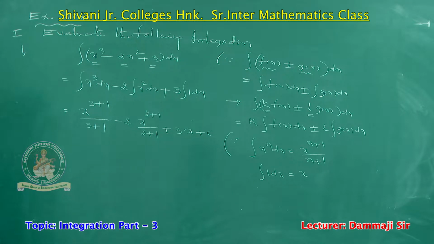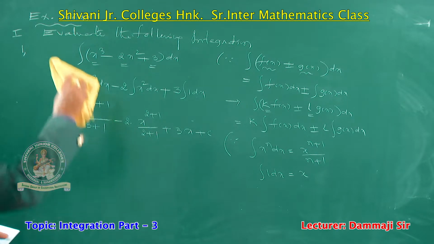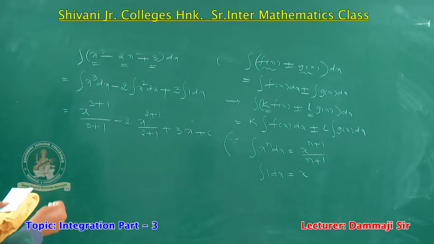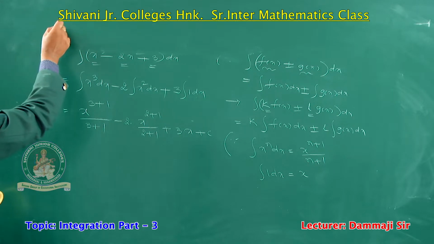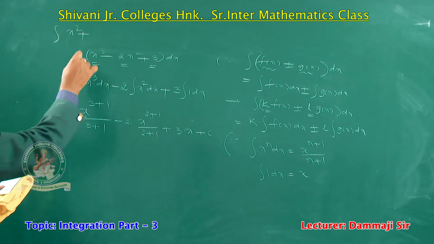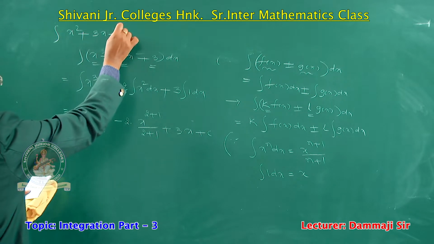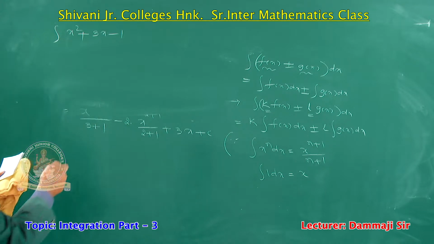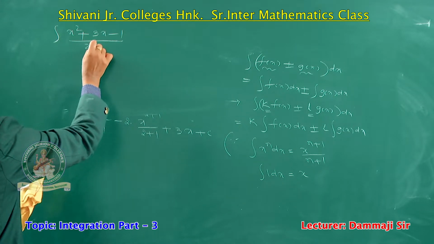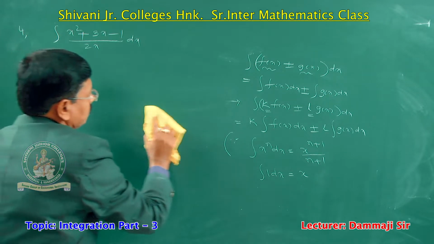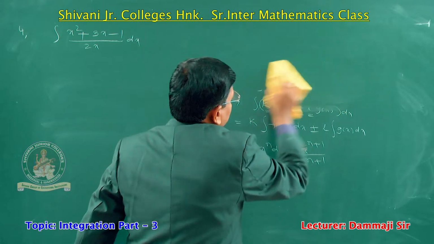Okay, next let's go to one more problem. You can search for it; it's a related problem. Find the integral of (x squared plus 3x minus 1) by 2x dx. This is question number 4 in the academy textbook.